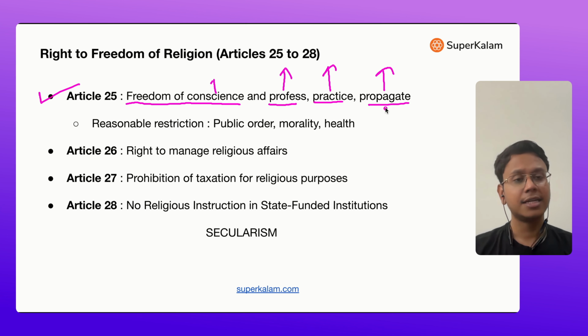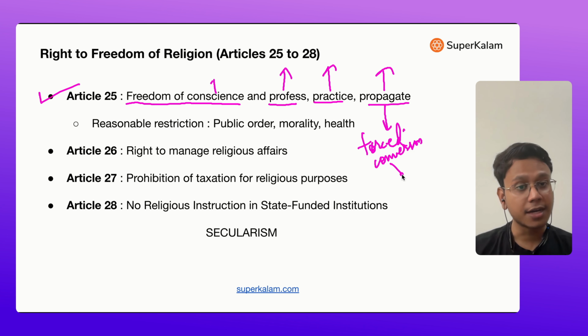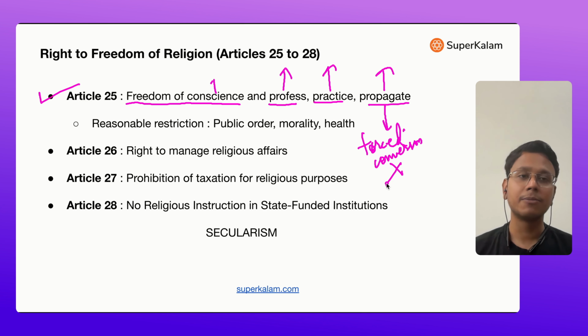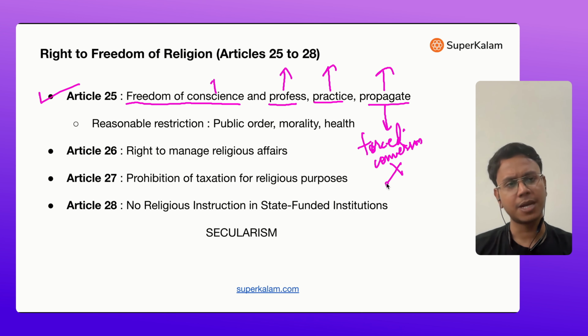The Supreme Court, in its ruling, has said that forced conversion is not a part of propagation. So I'll again say, conscience is inner feeling, what I feel about a particular religion which I am following. Profess is proudly telling people that I belong to this religion. Practice is to do rituals pertaining to that religion, and propagate means to spread the learnings, the teachings of my religion. This is the meaning of Article 25.